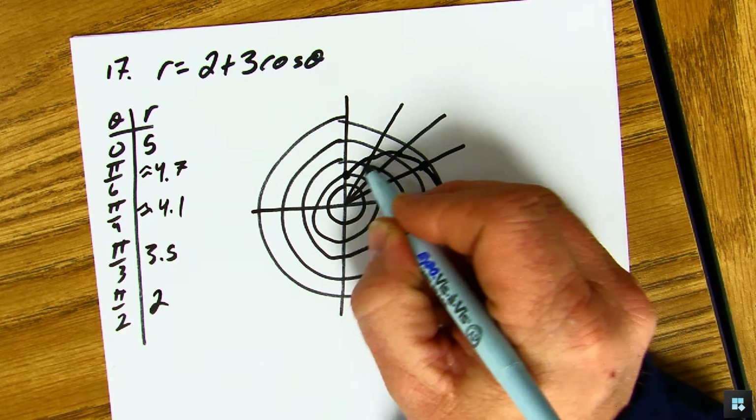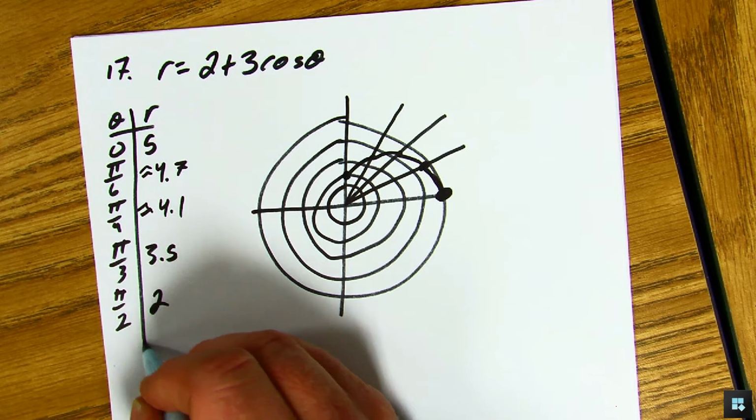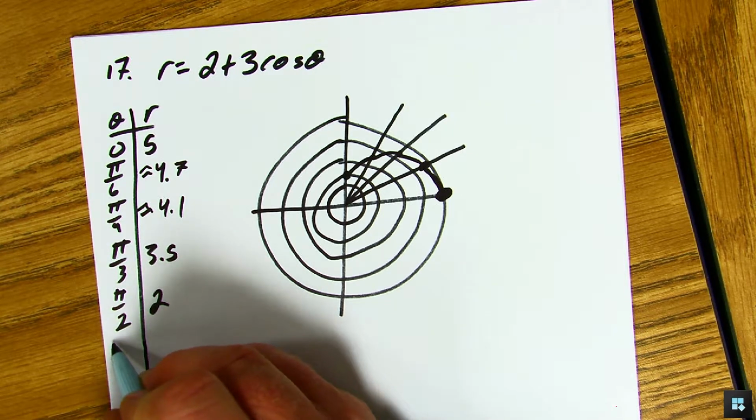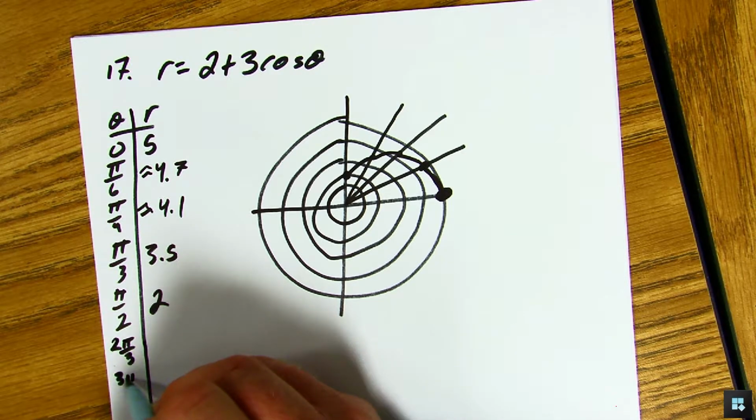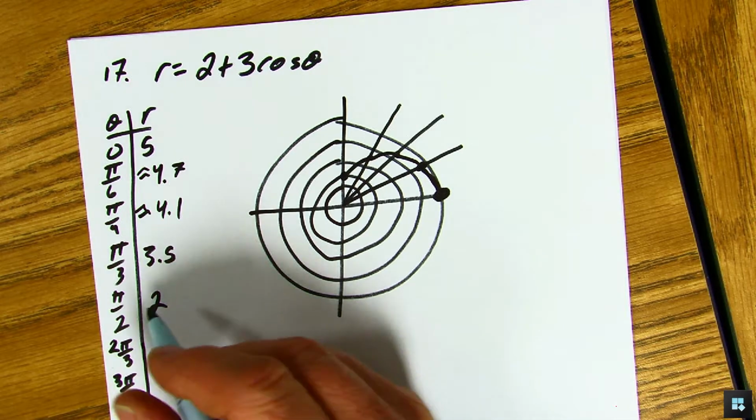Okay, so there's our graph right there. Now, I don't feel totally confident what this thing's going to look like, so I'm going to go to 2 pi over 3, and then I'll go to 3 pi over 4, 5 pi over 6, and then pi. That should give me a pretty good idea.